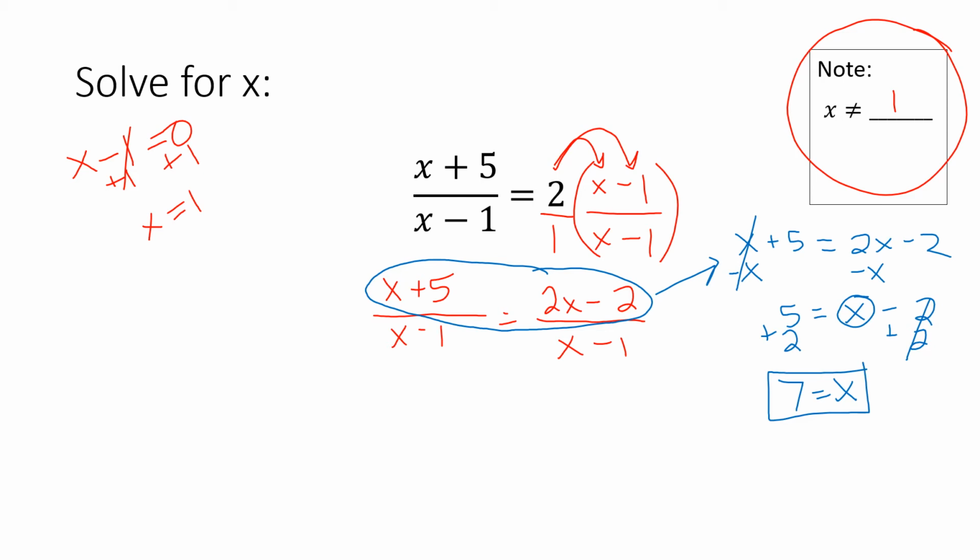So the moral of the story, just to recap that, you want to start by getting a common denominator. If the denominators are not the same, you're going to multiply by something to make them be the same. Let's try another one.